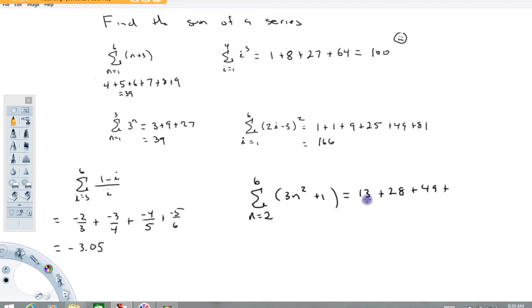Gotta remember where I was. So 2, 3, 4. Okay. n equals 5. Squared is 25. Times 3, 75. Plus 1, 76. And now we'll go to n equals 6. Squared is 36. Times 3, 108. Plus 1, 109. So there are the terms here.